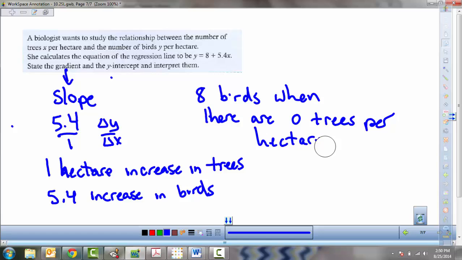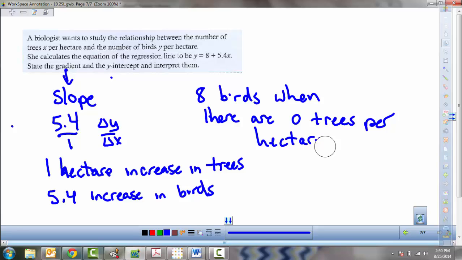Now think about this. We're probably someplace that has trees. Is this necessarily going to work? Do you think this value, getting 8 when there are 0 trees per hectare, is extrapolation or interpolation? This would probably be extrapolation unless we knew that we took a measurement at some place that had 0 trees whatsoever, and we found that there were 8 birds per hectare.